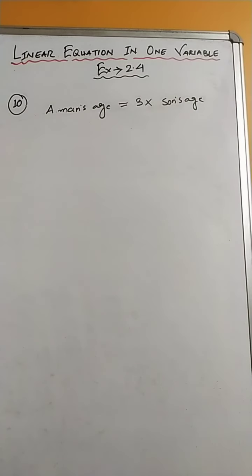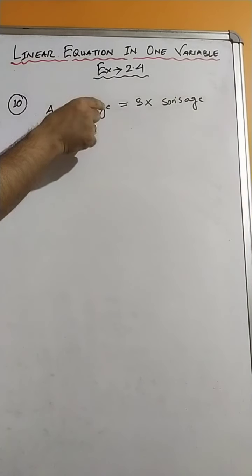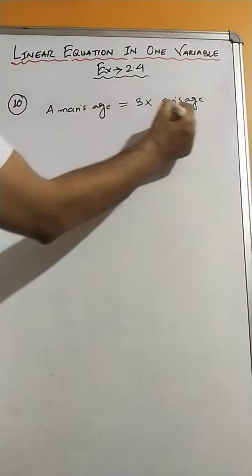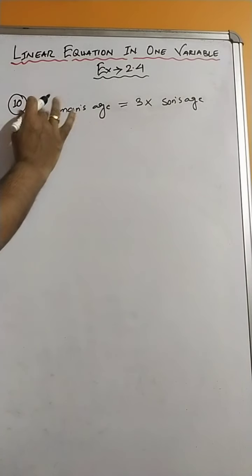Now from here we can estimate the age of the son, and then we'll get the age of the man also. So first we have to let what? Let the age of man be x, isn't it? Sorry, it is not a man, it is Aman.